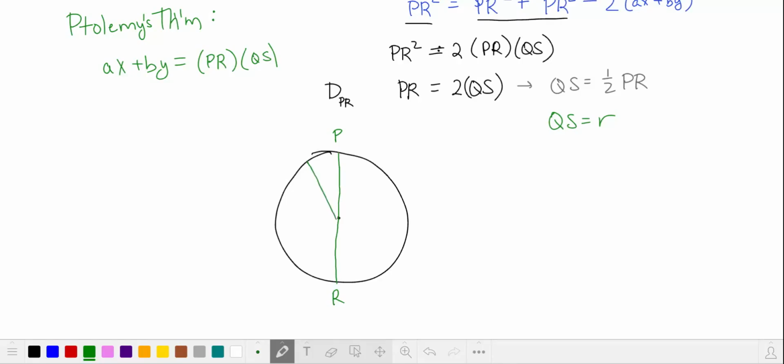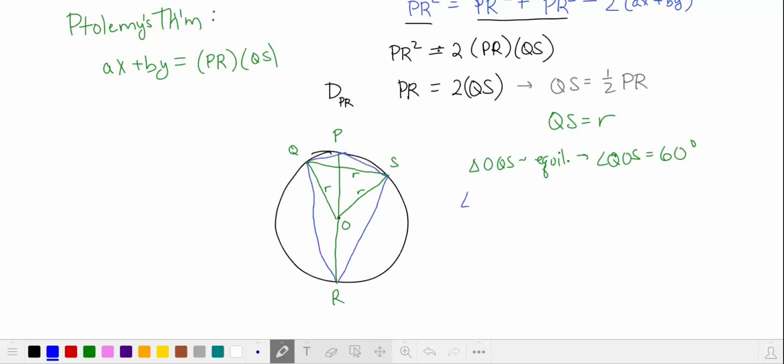I'll just put Q over here. So these 3 distances are the same. If O is the center of this circle, we have triangle OQS is equilateral, which means the central angle QOS is 60 degrees. When I draw in these other side lengths of our quadrilateral, we find this inscribed angle QRS is going to be half of the corresponding central angle, or 30 degrees.